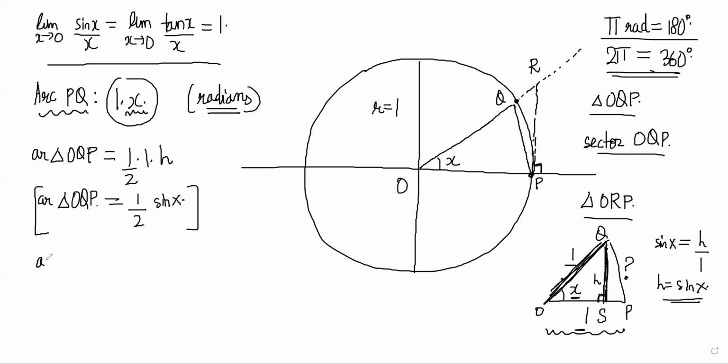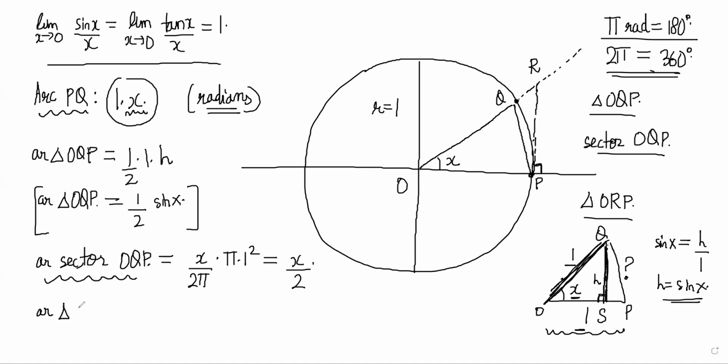Okay, now tell me area of sector OQP. Sir, x by 2 pi into area of circle, which is 2 pi r square, so x by 2, right? Correct. This is coming, right? Area of sector. Yes, sir.